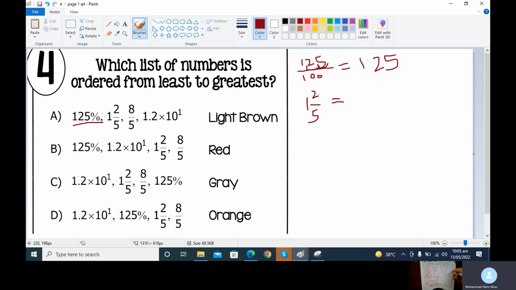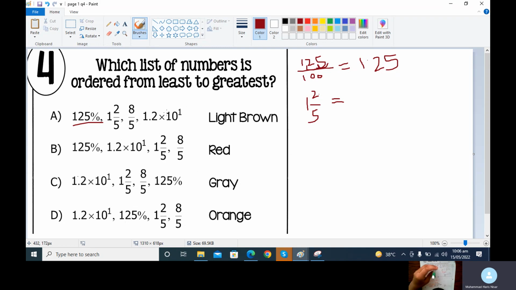But how will you see it? Because some numbers are in decimal, some in percentage, some in fraction or mixed form. So we need to convert them all into the same form. Let's convert them into decimal so that we can compare. So 125 over 100 is equal to 1.25 in decimal.